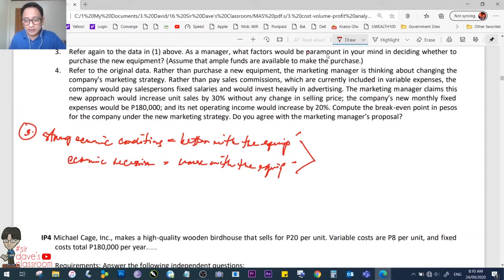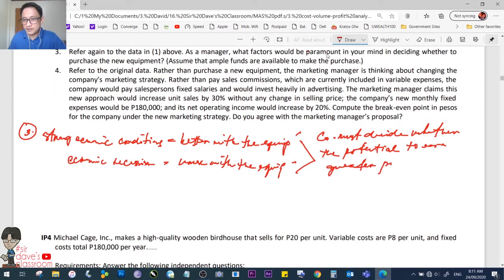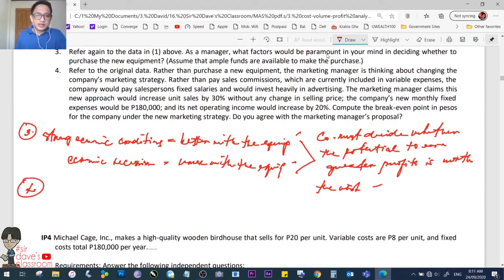So, isulat natin, ultimately, the company must decide whether the potential to earn greater profits is worth the risk of incurring losses assuming downturn yung economy. Okay? Number 4, refer to the original data.